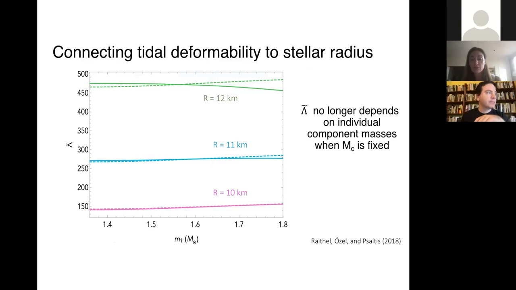Here we're showing it a different way. Again, this lambda tilde is a function of one of the component masses, and you can really see that independent of the component mass, a 10 kilometer radius will map to lambda tilde of 150, 11 kilometer will map to 260 for this chirp mass, etc. Very nice separation with radii. And we've also developed an analytical understanding using quasi-Newtonian deformabilities of why there is this strong mapping and very weak dependence on the mass ratio Q.